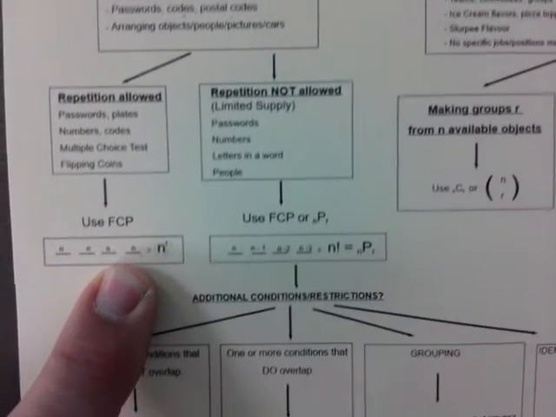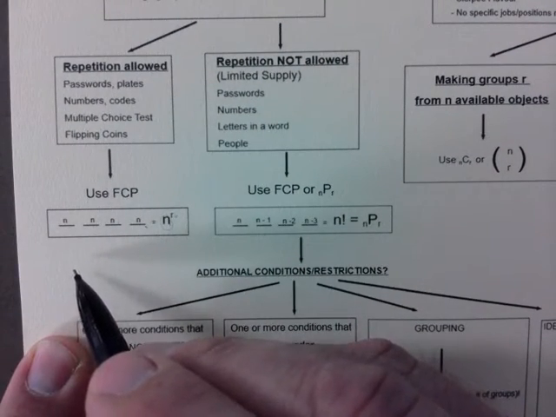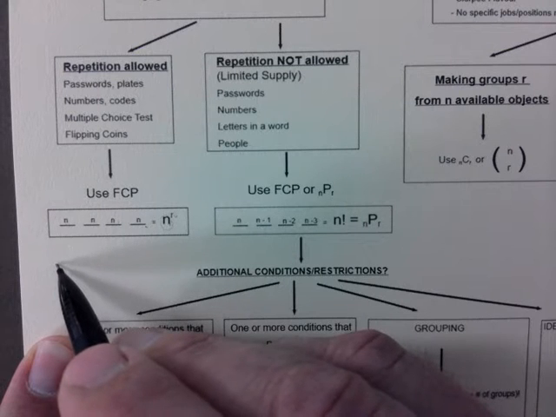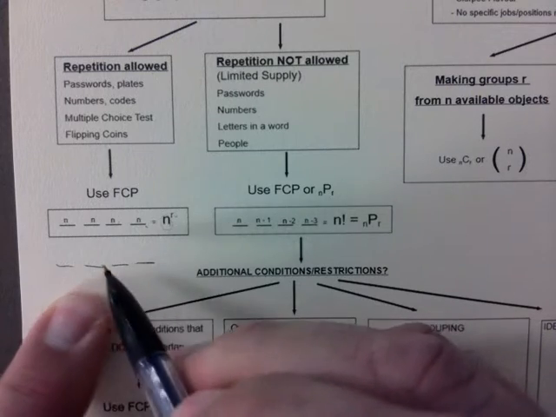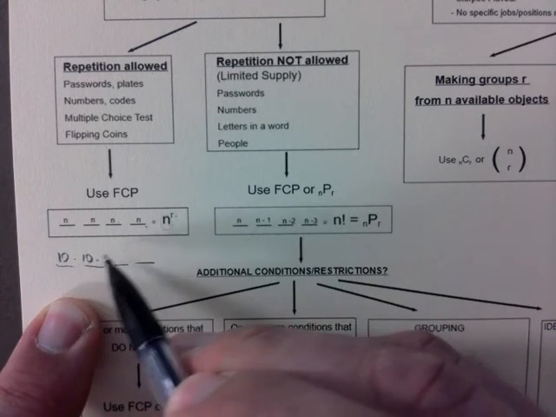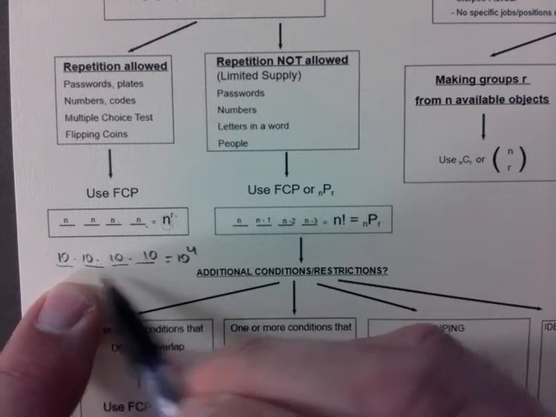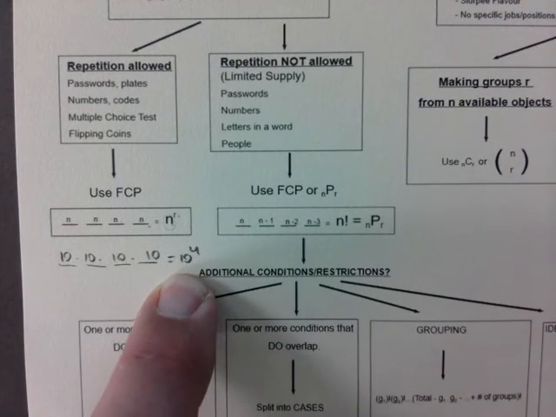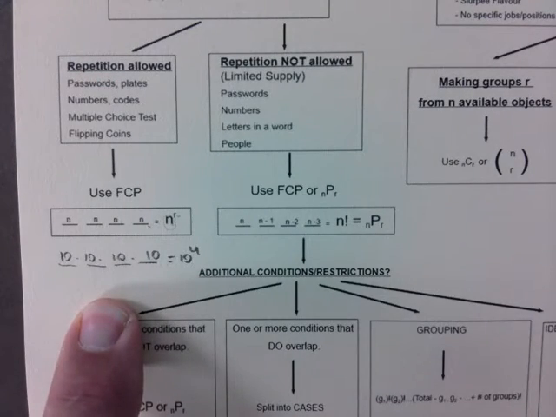So on the quiz we had making a code with digits 0 to 9, and let's say you're making a four-digit PIN. That'd be 10 times 10 times 10 times 10, which is 10 to the power of 4. You're making a 4-digit PIN with 10 options per slot. So that's repetition allowed, and it goes down this branch.